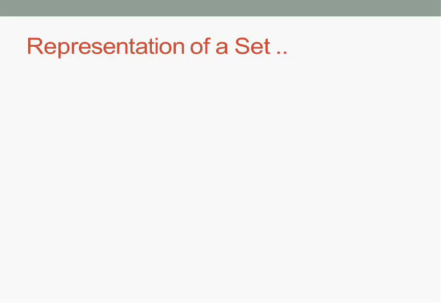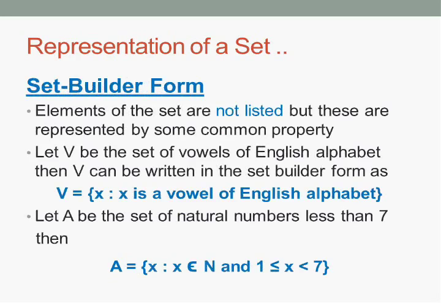Representation of a set using set builder form. In this method, elements of the set are not listed, but these are represented by some common property. Let V be the set of vowels of the English alphabet, then V can be written in set builder form as V equals the set of all x such that x is a vowel of the English alphabet.